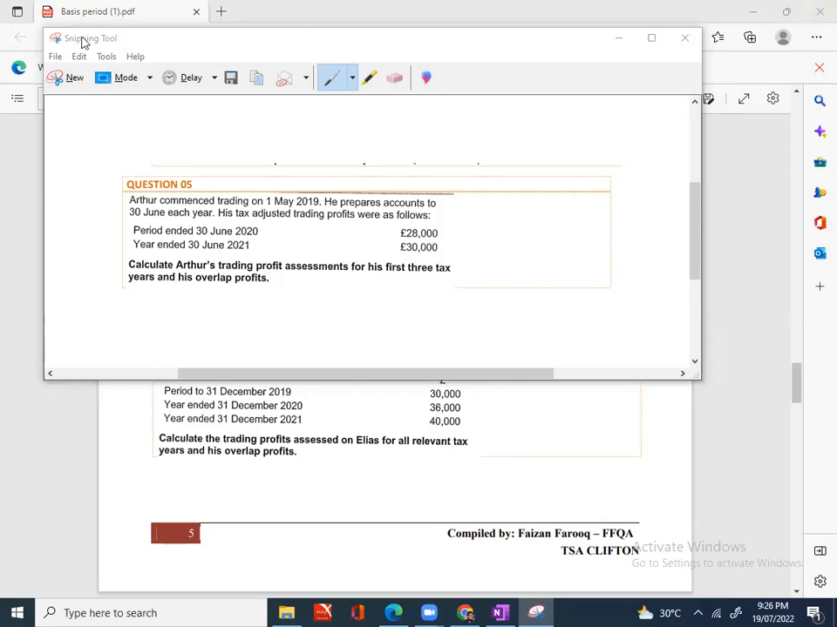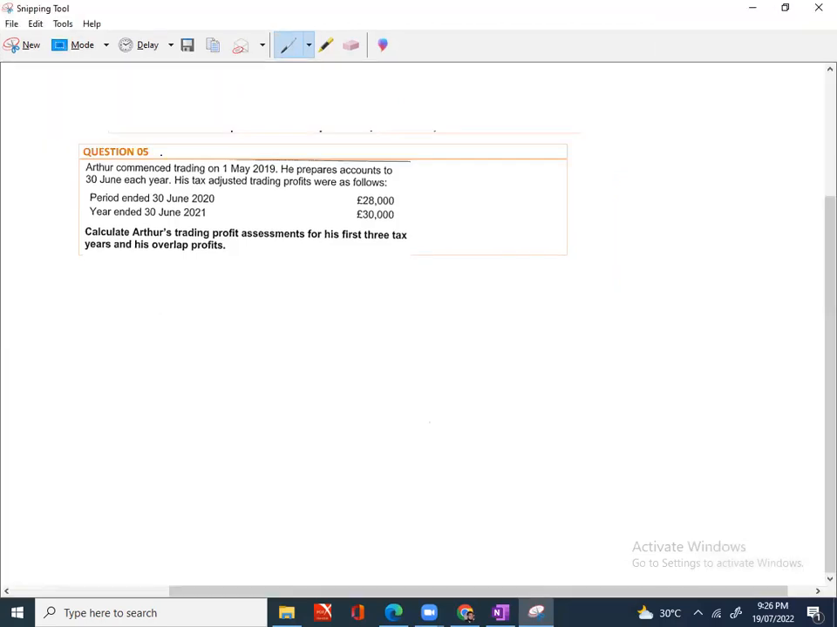Right. Now we are going to learn some more rules, which are rule number 2, then rule number 3, and then rule number 4 in the second year, because in first year we have only one rule, which is date of commencement to very first 5th April. But in second year we have 4 rules: rule 1, rule 2, rule 3, and rule 4. Rule 1 we already learned. Now here we are going to learn rule number 2.